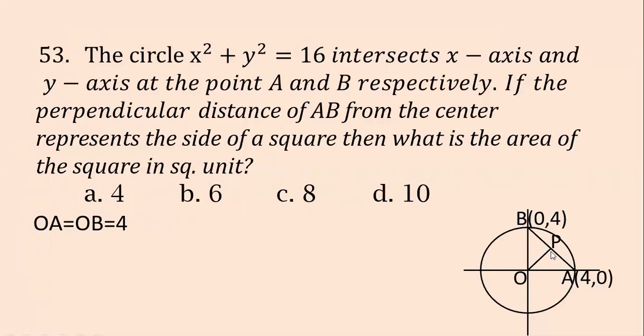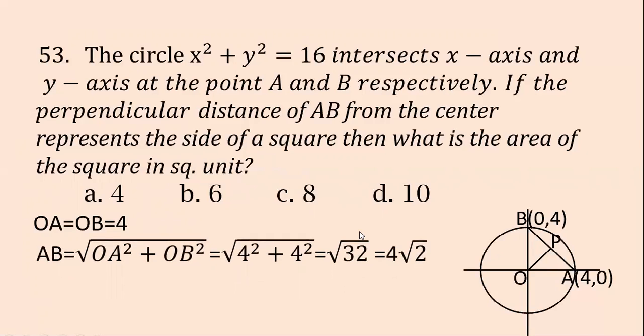Again, this angle is 90 degrees, this angle is 45, so this angle is 45. So OPB is an isosceles triangle. So BP and OP are equal, and here OP and AP are equal. So OP is the bisector of AB. So what about AB? See, AB is equal to what? Square root of OA square plus OB square, that is 4 root 2.